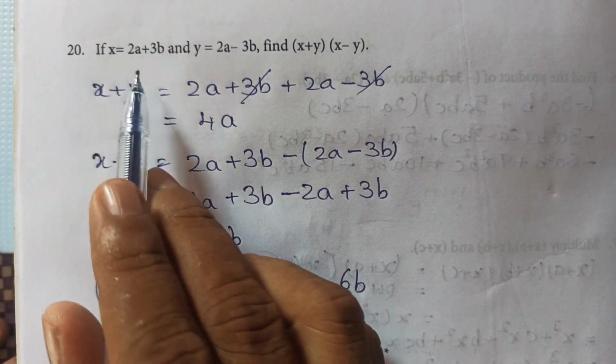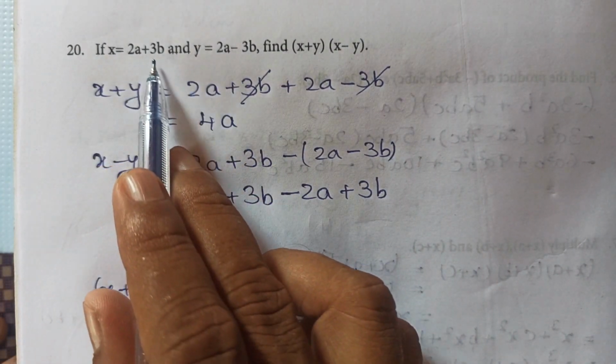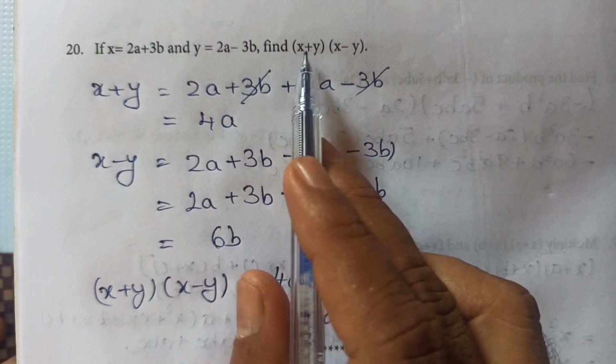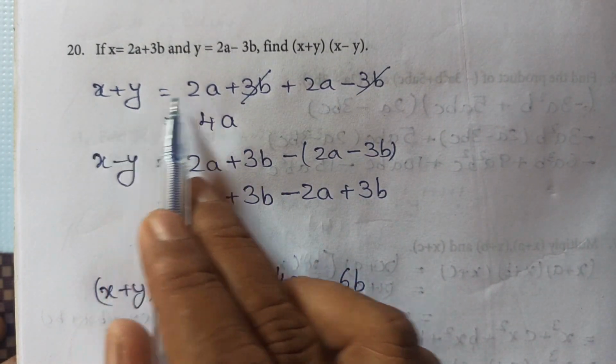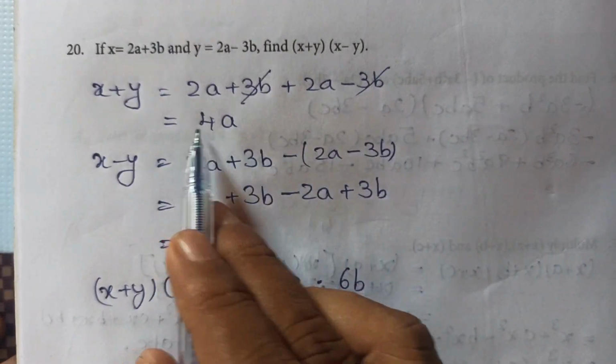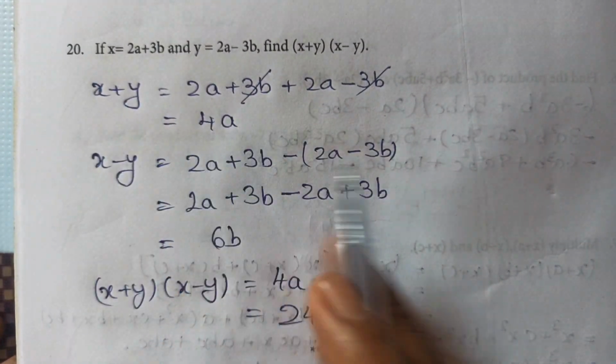Question number 20. If x is equal to 2a plus 3b, y is equal to 2a minus 3b, find x minus y and x plus y. First we find x plus y. It is 2a plus 3b, 2a minus 3b. We cancel 3b, 2a plus 2a is 4a.